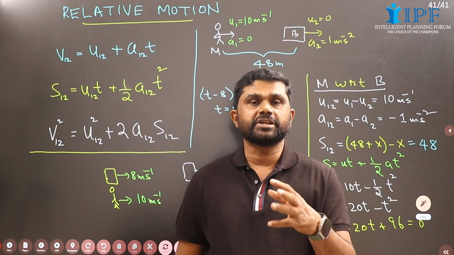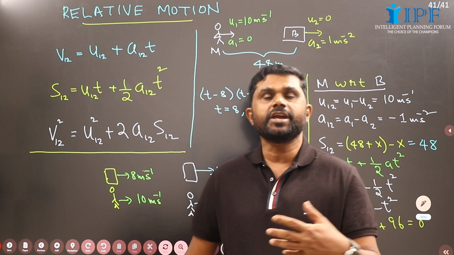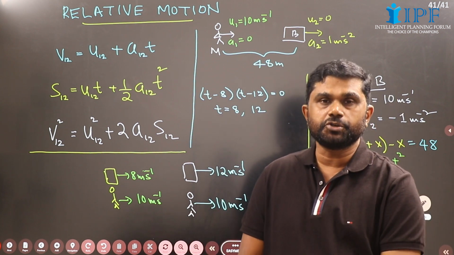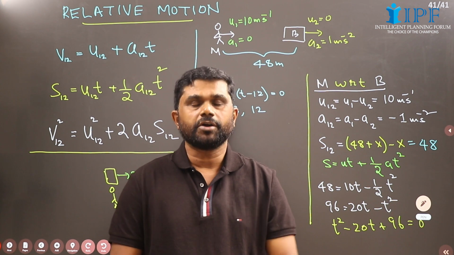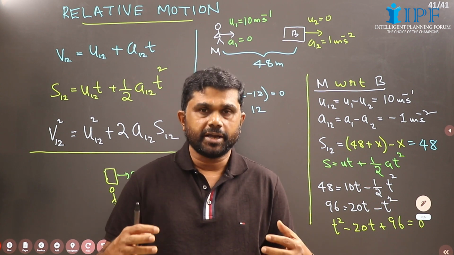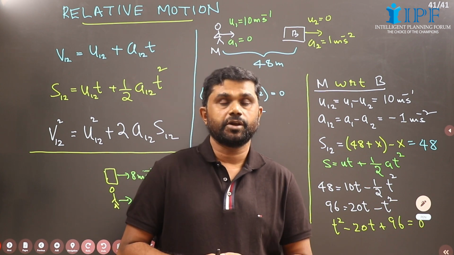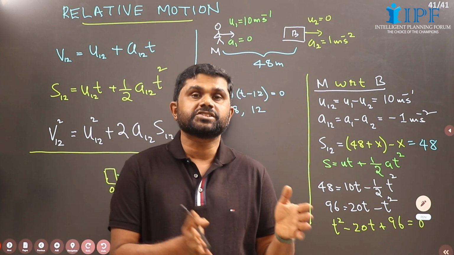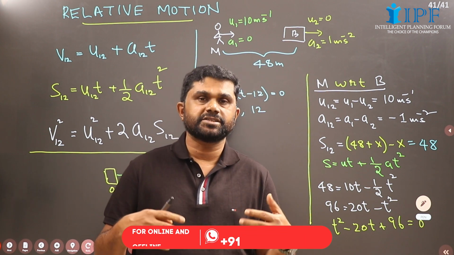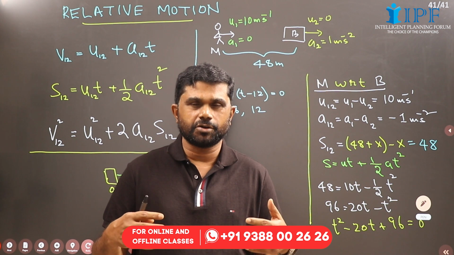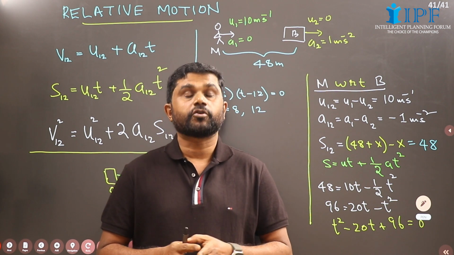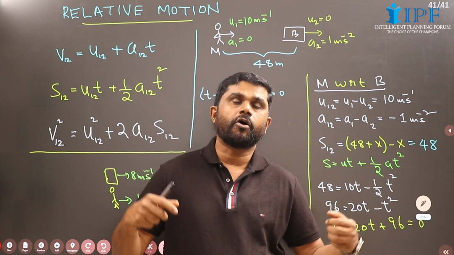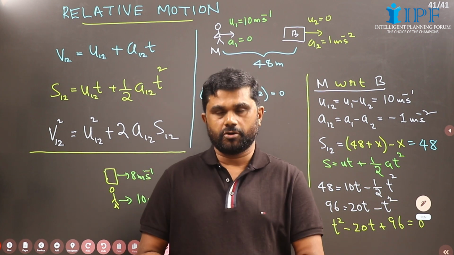The very important thing is that v equal to u plus at, s equal to ut plus half at square, and v square equal to u square plus 2as. All of you must know how to apply these equations when only one body is in motion. You can apply v equal to u plus at, or s equal to ut plus half at square, or v square equal to u square plus 2as for the first body, and you can apply all these equations for the second body also.